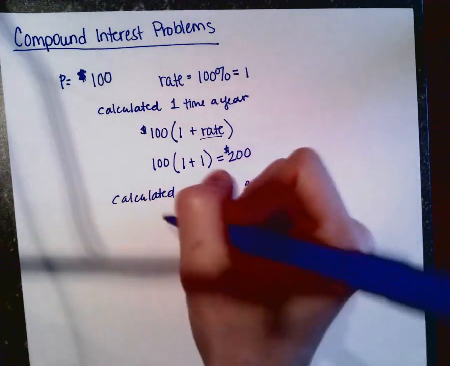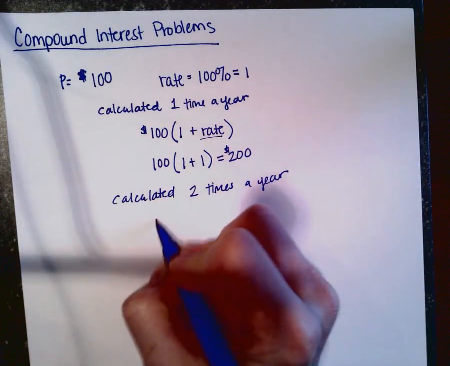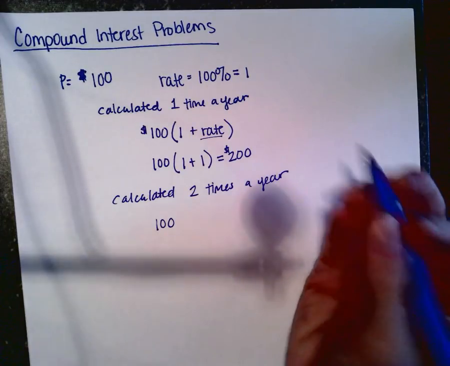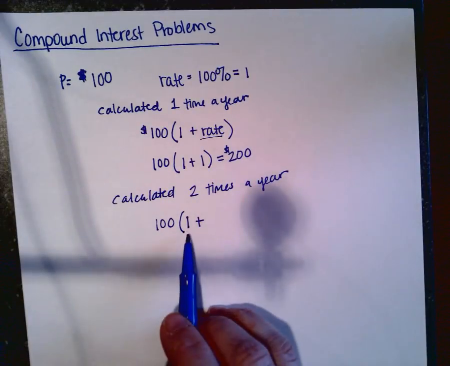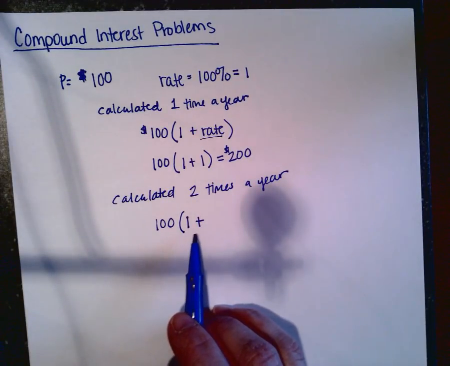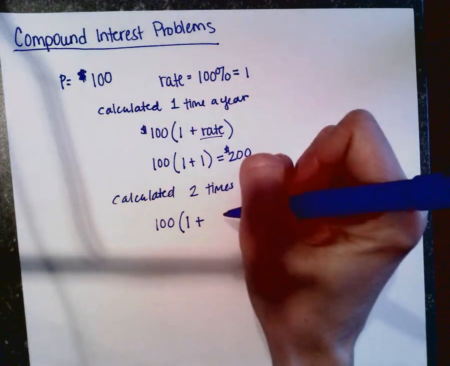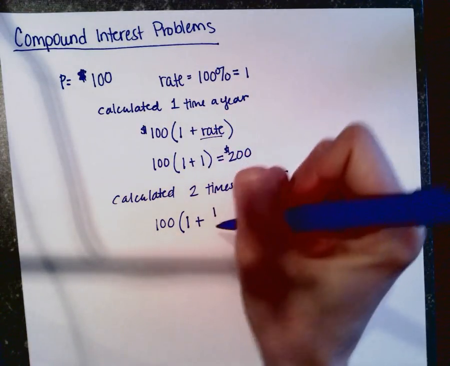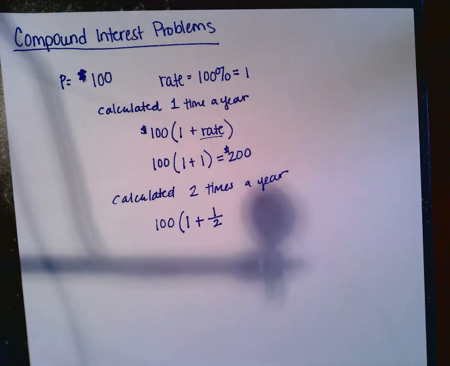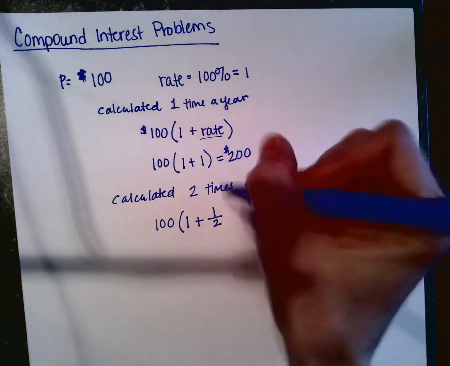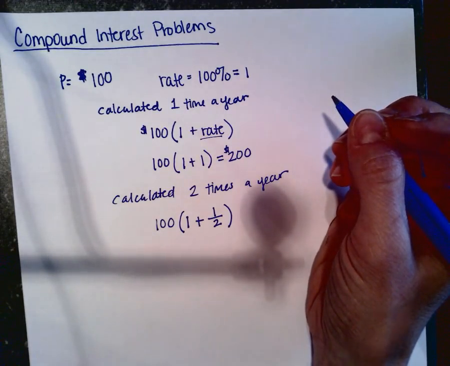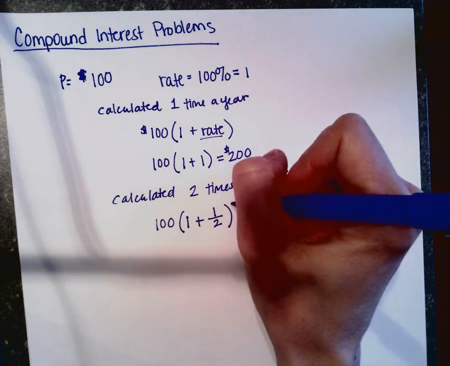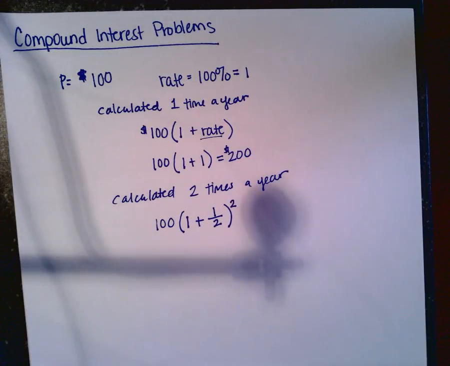So if we want to know how much money we would have at the end of the year, we take our initial investment, which is $100, times 1 plus, remember 1 is because that's how much I started with, plus our new interest rate, which would be the 100% interest rate divided by 2, because they're going to give us half of the interest rate twice a year. They're going to have to do that 2 times, so we're going to square that because it's going to happen twice.